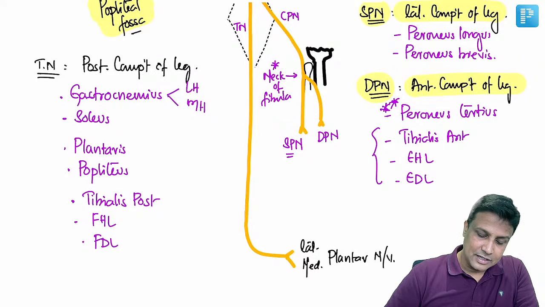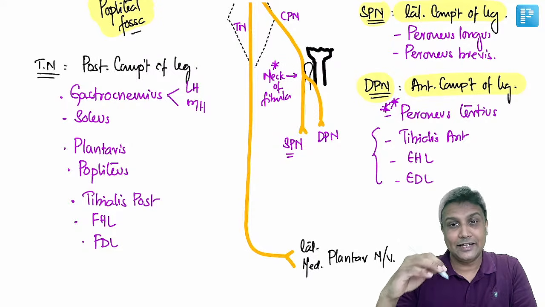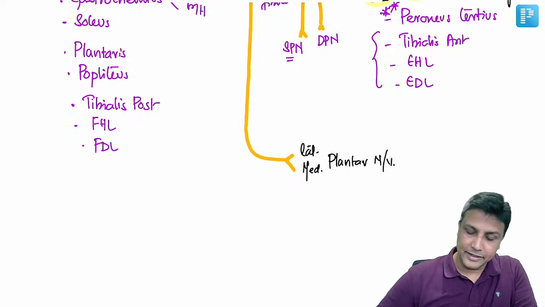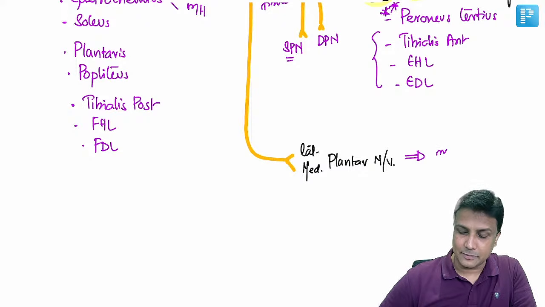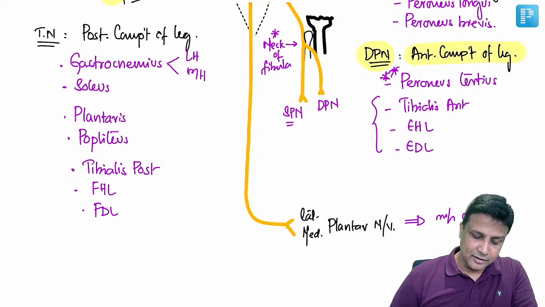Now, what is the other nerve which is left out here? Tibial nerve. Now, remember, the tibial nerve is going down, going down, going down, and then taking a turn, entering into the foot. And there it is dividing into the lateral and medial plantar nerves. And these lateral and medial plantar nerves are the ones which will be supplying all the muscles of the foot. Okay. Now, come back here to the tibial nerve.